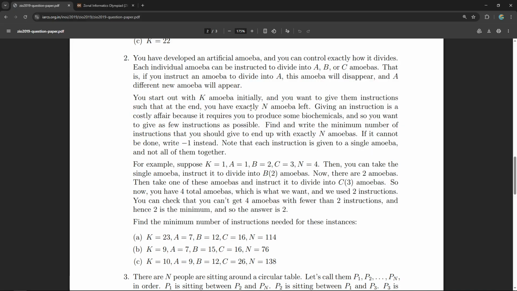You start out with k amoeba initially and you want to give them instructions such that at the end you have exactly an amoeba left. Given instruction is a costly affair because it requires you to produce so and so. Find and write the minimum number of amoebas. If it cannot be done, write -1 instead. Okay. And if you instruct an amoeba into A, the amoeba will disappear and A different new amoebas will appear. Oh, got it.